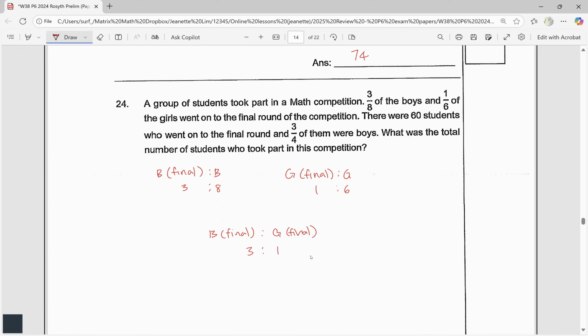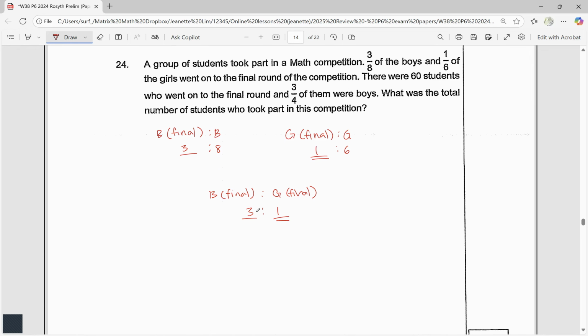Okay, then common base, boys final round, girls final round. Nothing to change, they're all the same. Common base are the same. So 60 students will be 4 units.